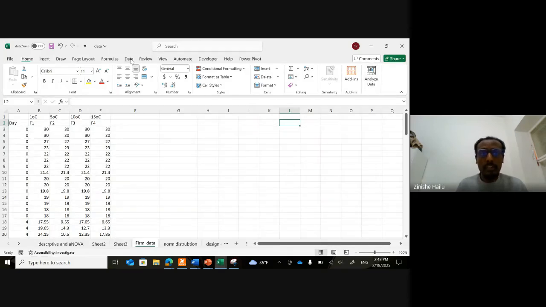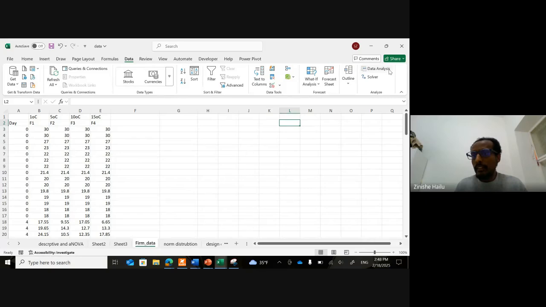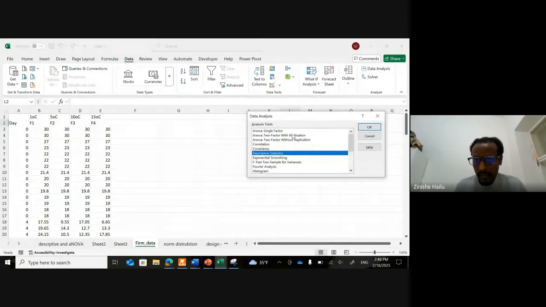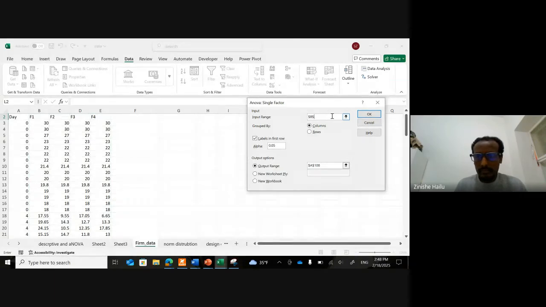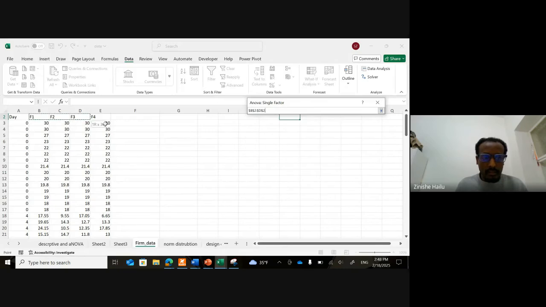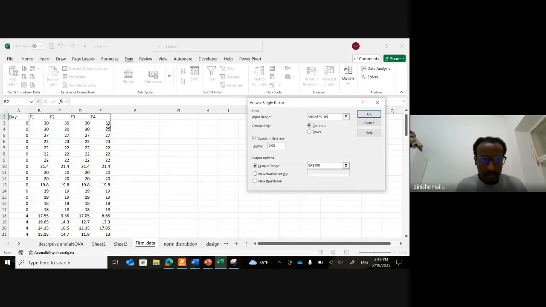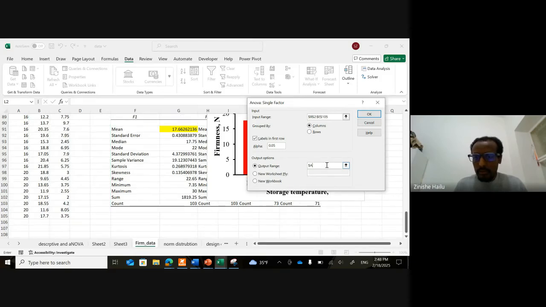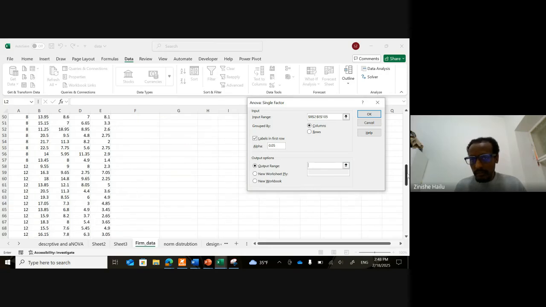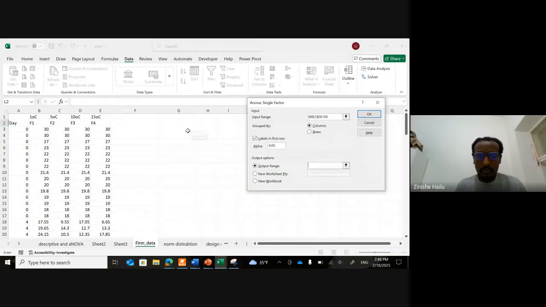Similarly, we can go to the data and data analysis. Then ANOVA with single factor. Click, and then we can similarly select, and the output for this, as we can put here.